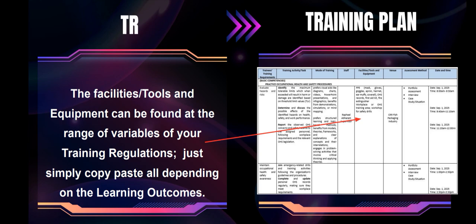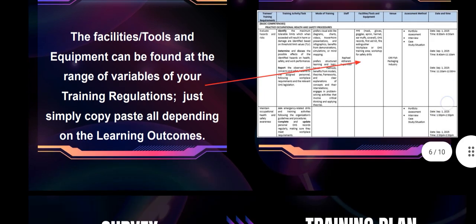If you can see, we go back to the TR. These tools and equipment are in your TR, specifically in the range of variables. Simply copy-paste all, depending on the learning outcome. We have different facilities, tools, and equipment for each learning outcome, so they are not the same.